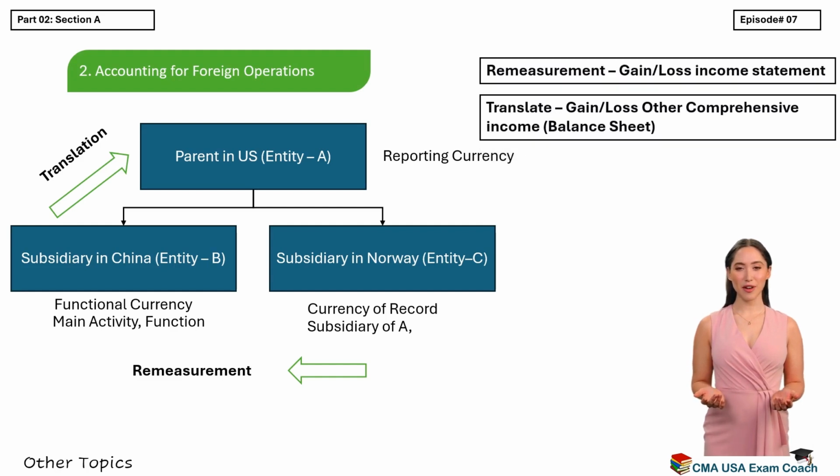Translation differences are not recognized in profit and loss. They are reported under other comprehensive income. In simple words, the books are kept in Norwegian krone. The business reality is in Chinese yuan, and the final reporting must happen in US dollars.